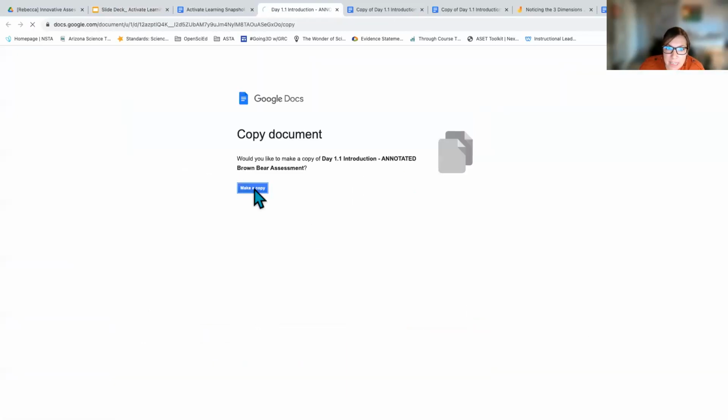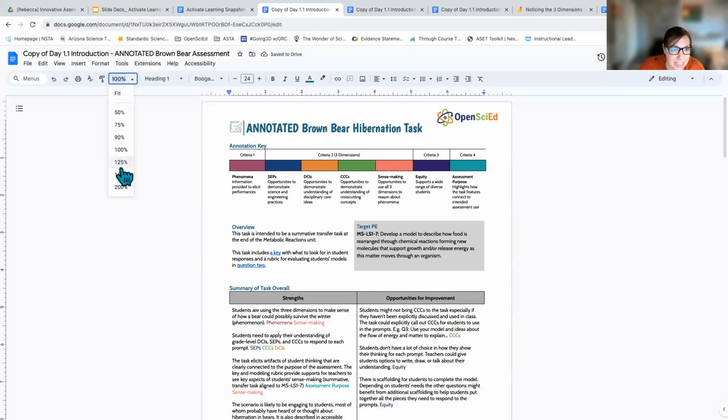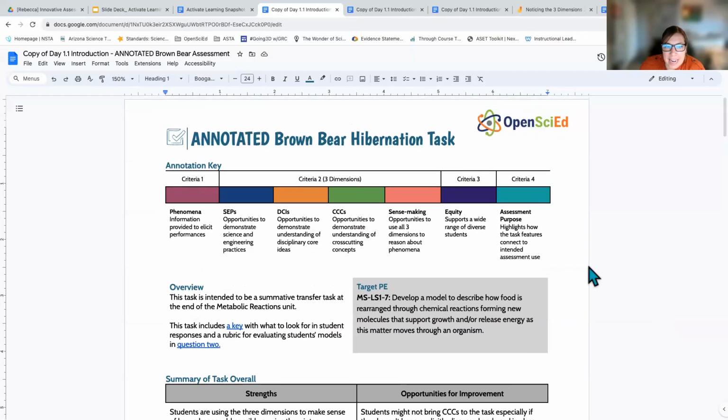So go ahead and make a copy. I know I always ask you to touch so many documents. I apologize. And let's just get at the layout here.